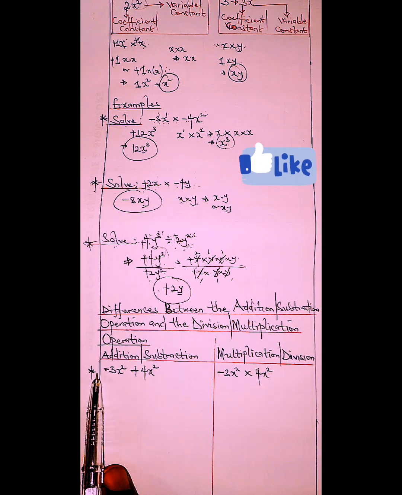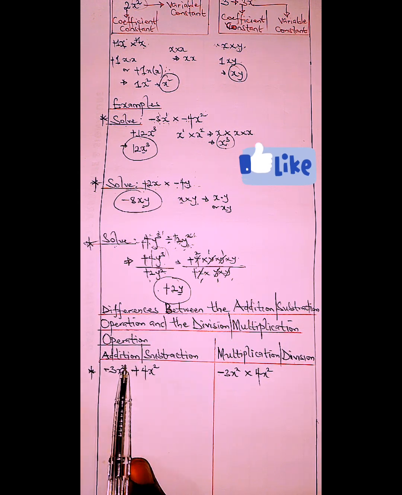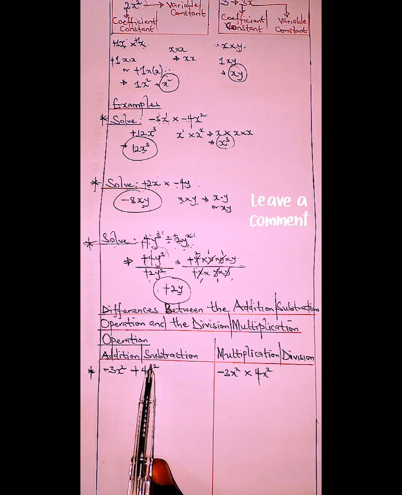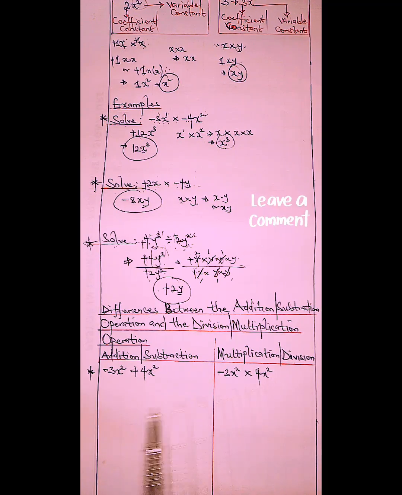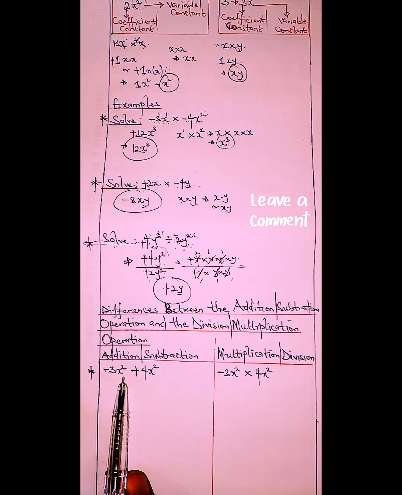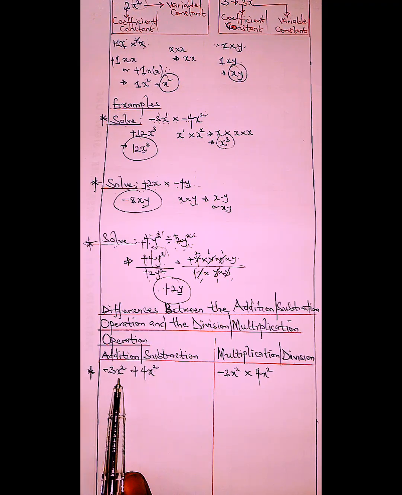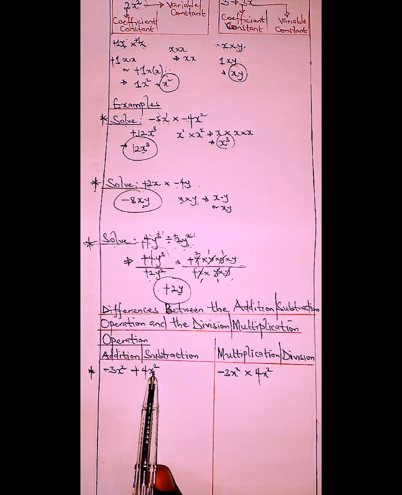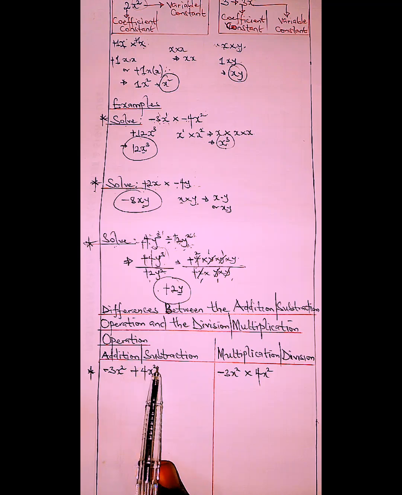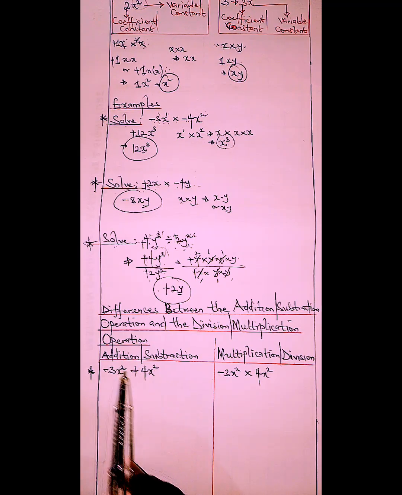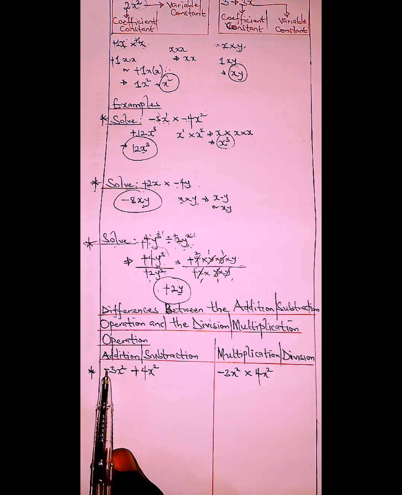So here we have question number one: minus 3x squared plus 4x squared. Under this, minus 3x squared times 4x squared. Don't forget, under the addition and subtraction operation, it's very important for us to have identical variables or unknowns. So what kind of variable do we have here? This is x squared, power 2, x squared, power 2. So the bases are the same, while the powers are also the same. So it means we can combine the coefficients together.